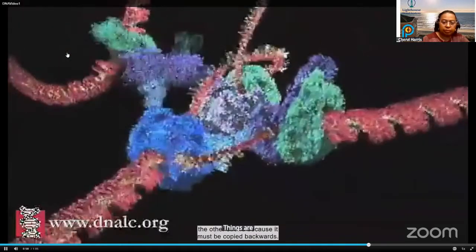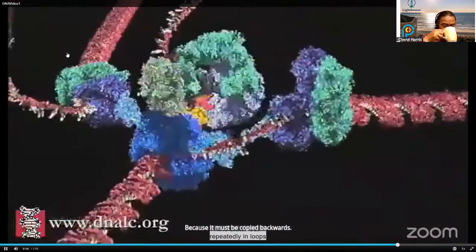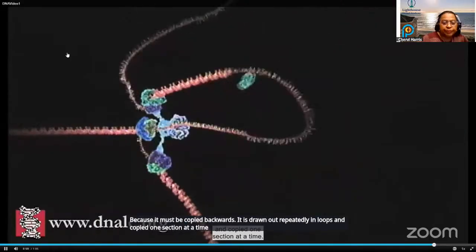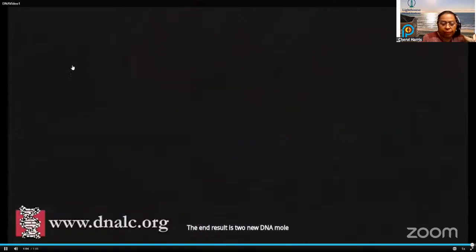Things are not so simple for the other strand because it must be copied backwards. It is drawn out repeatedly in loops and copied one section at a time. The end result is 2 new DNA molecules.